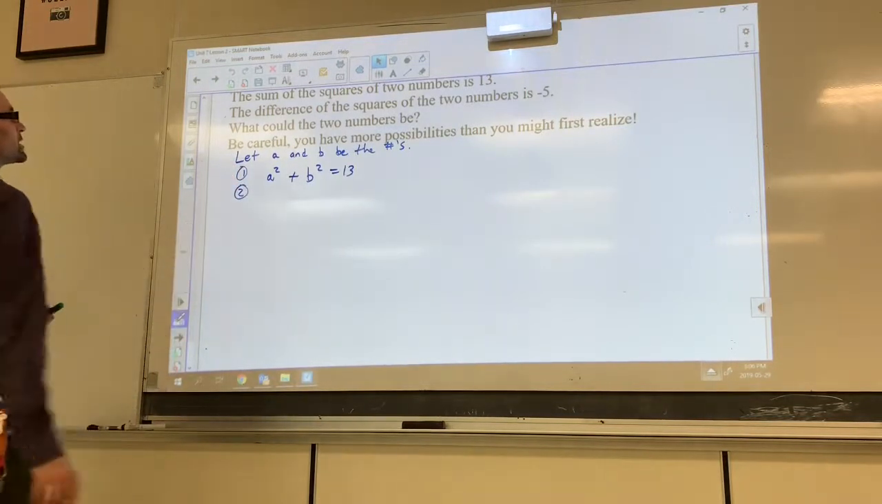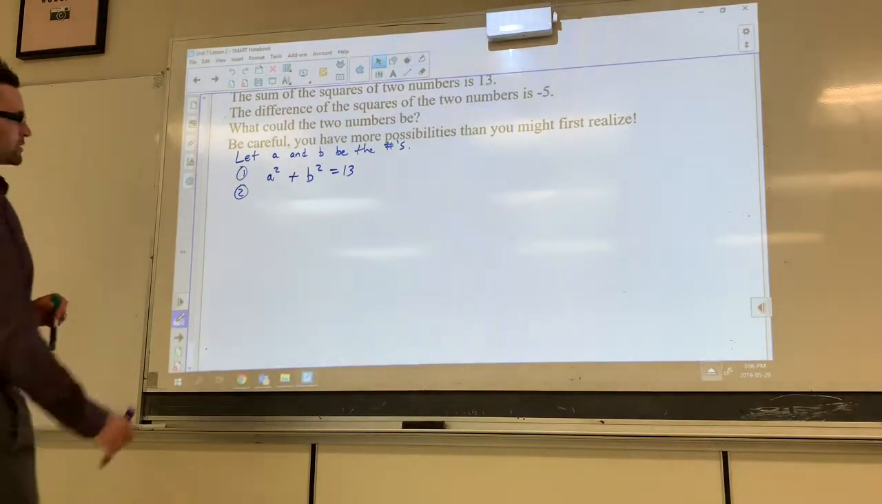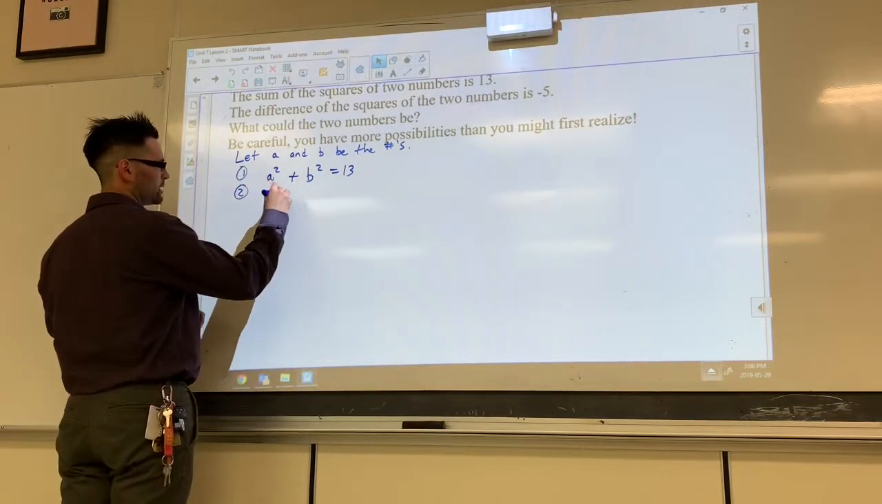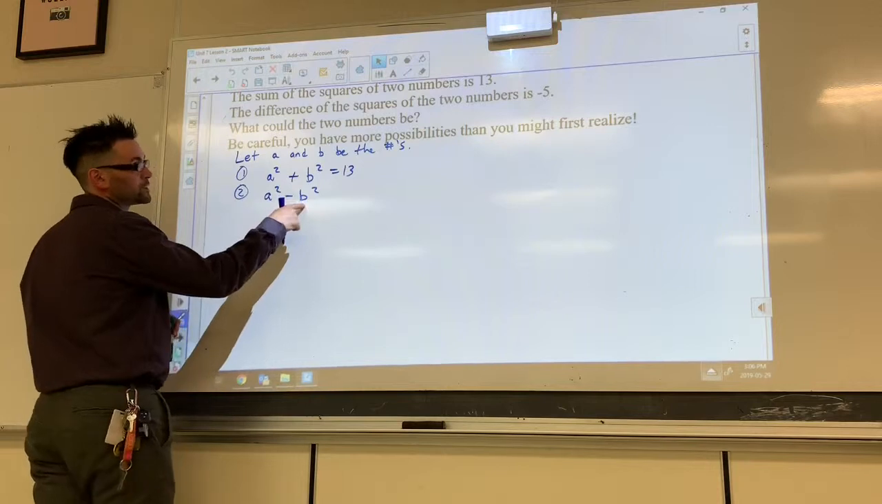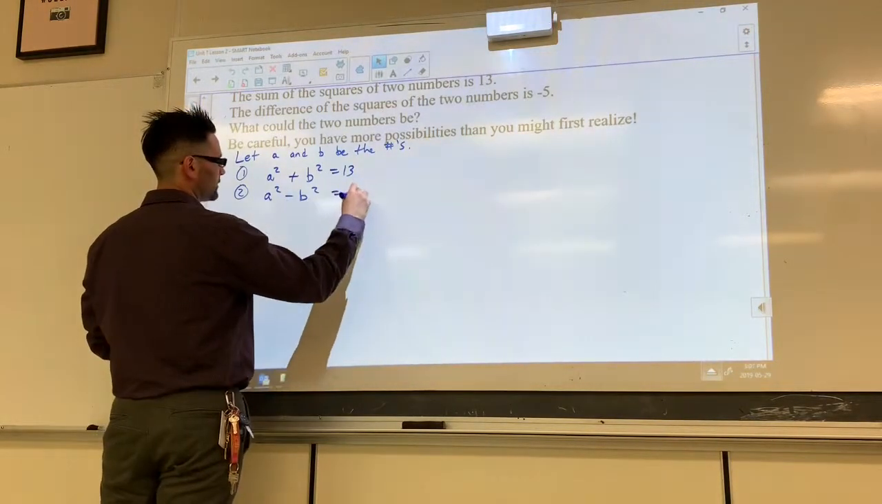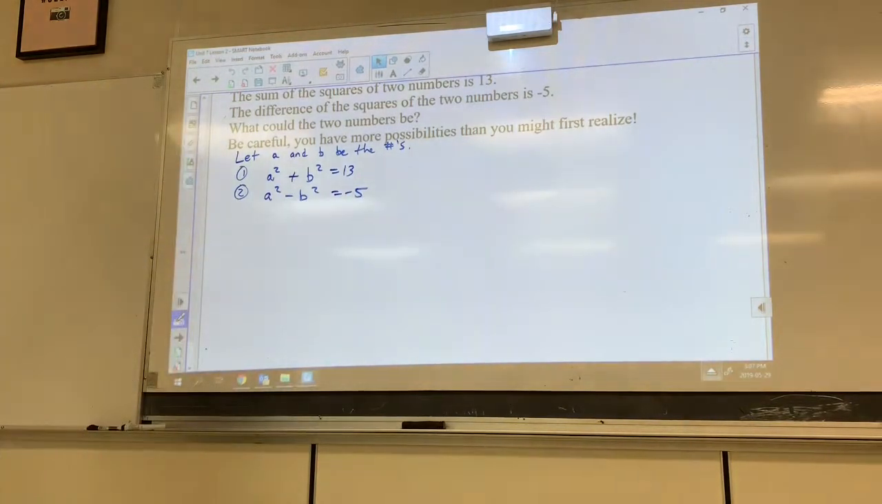And your second equation, it says the difference of the squares. So that would be this, right? The difference of the squares is -5. There. Now you've got a system of equations. Have fun. Oh, this one's brutal.